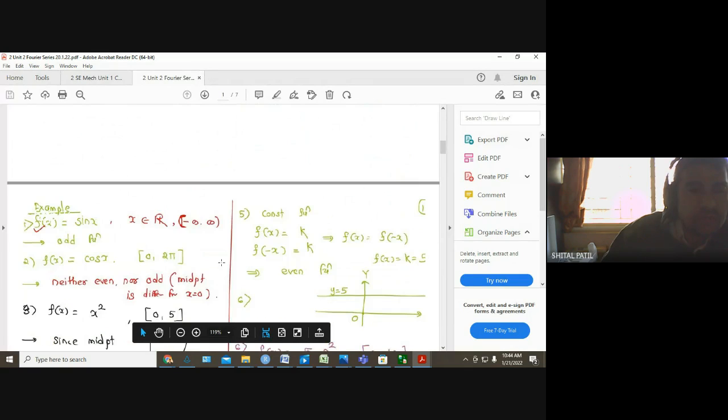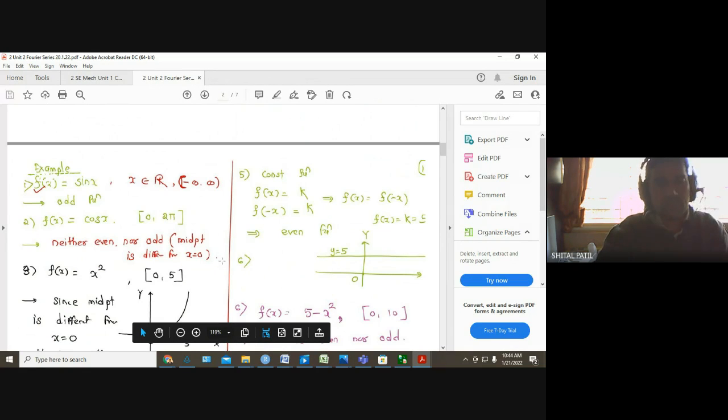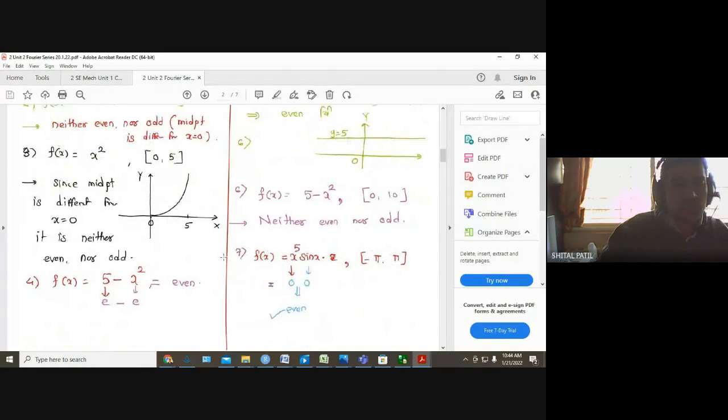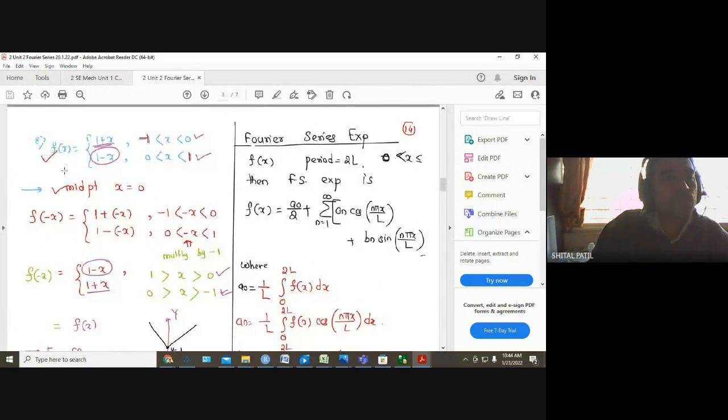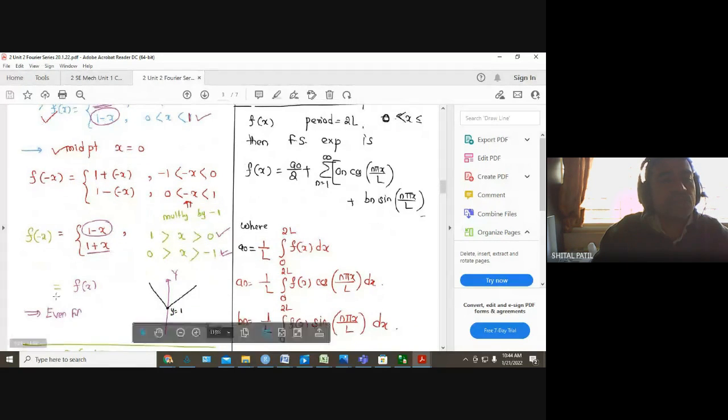Then we went through a few examples also. This example is particularly important: f of x equals 1 plus x and 1 minus x when it is defined from minus 1 to 0 and 0 to 1 respectively. Then the conclusion was that the function is even, and geometrically also we tried to understand it.